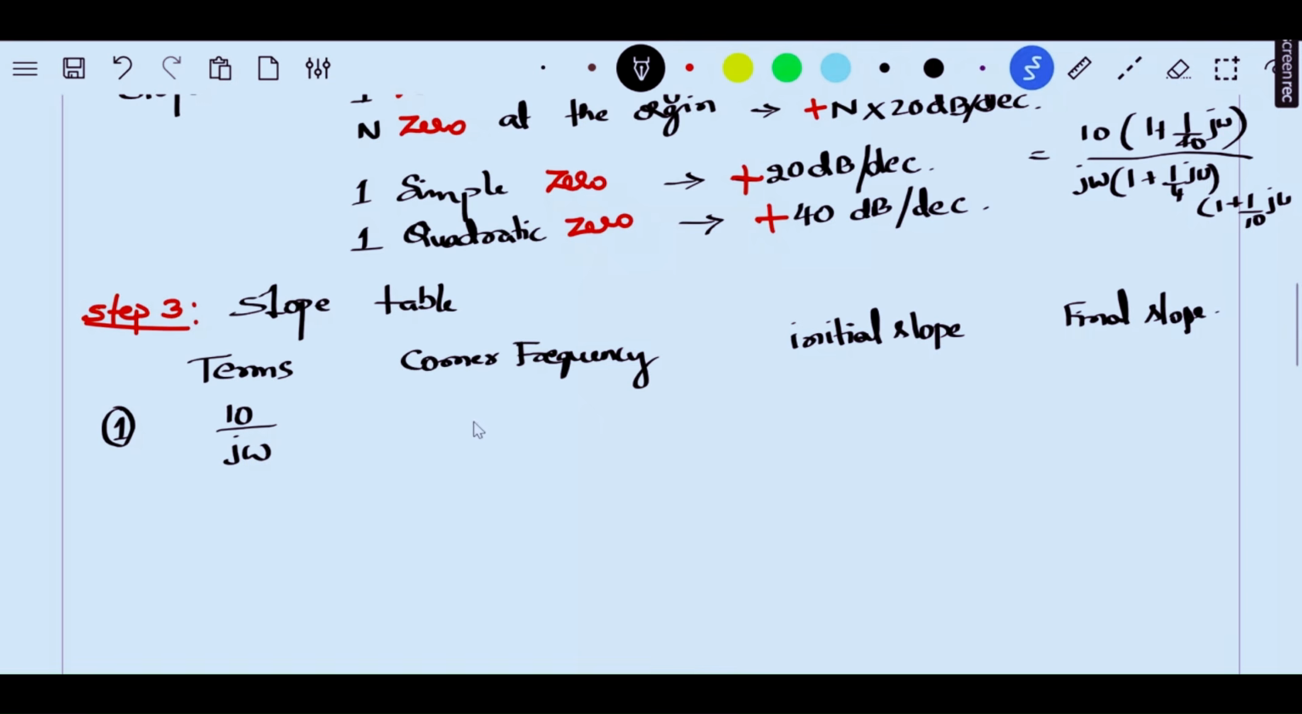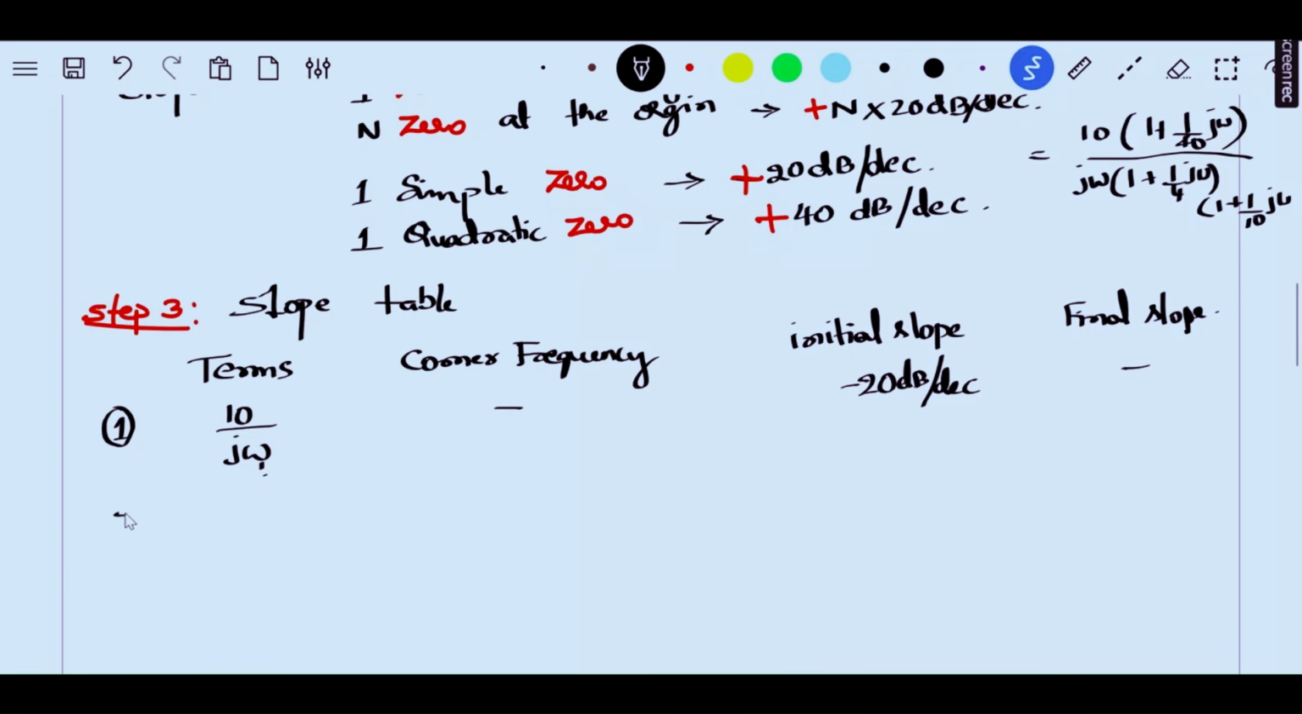Now the corner frequency for 10 by j omega, if you go back and see, we never had any corner frequency for 10 by j omega. But the slope is offered because of one pole at the origin. This j omega is one pole at the origin. So the initial slope that the one pole at the origin will offer is minus 20 dB per decade. Whereas the final slope, we don't have anything because this is the first term which we have considered.